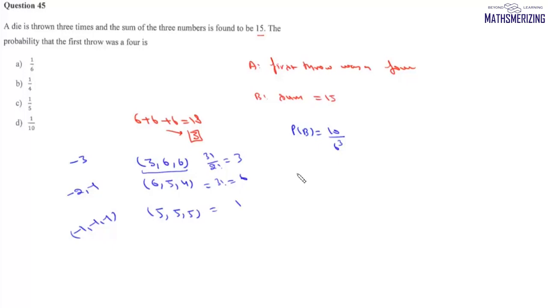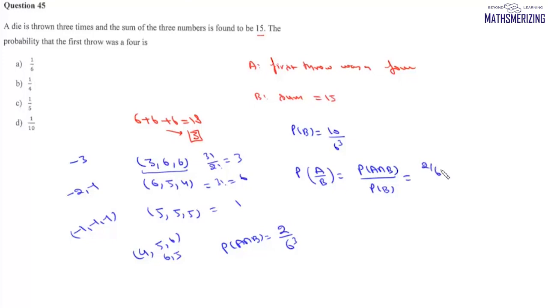Now we need to find this probability, which is probability that first throw was a 4 if the sum is 15. So we know that this probability is equal to probability of A intersection B upon probability of B. Now first we need to calculate probability of A intersection B. Now probability of A intersection B is when we have 4 here and then the other two numbers can be either 5, 6 or 6, 5. So P of A intersection B will be 2 upon 6 cube. So this probability of A given B will be 2 upon 6 cube divided by 10 upon 6 cube, which is 1 by 5.